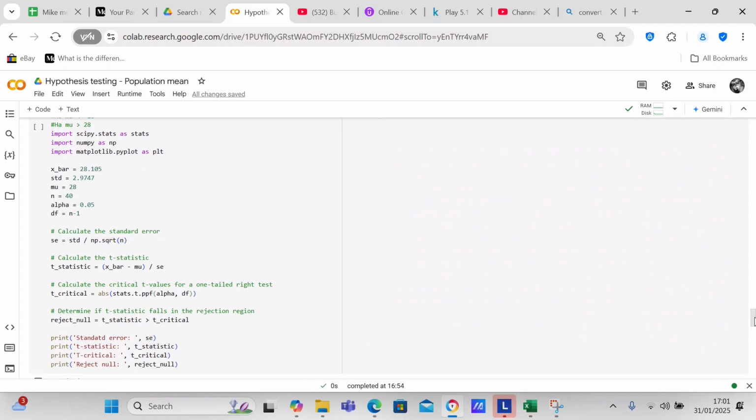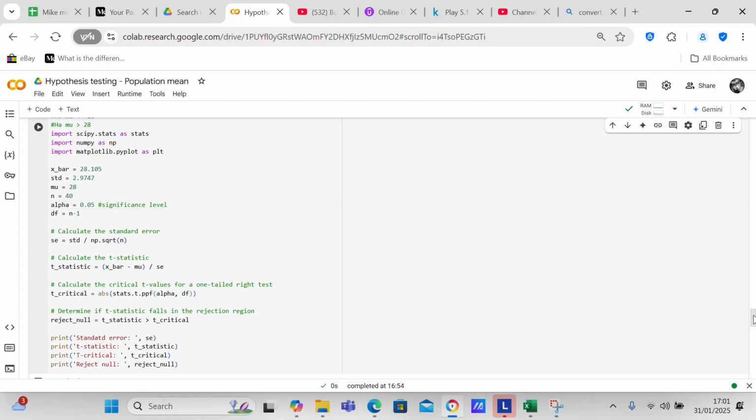So X bar, which is your sample mean, is 28.105. STD, your standard deviation, is 2.9747. Mu is your population mean, which is 28. N is your sample size, it's 40. Alpha is 0.05, that's your significance level. DF is your degree of freedom. That's going to be 39 because it's n minus 1.